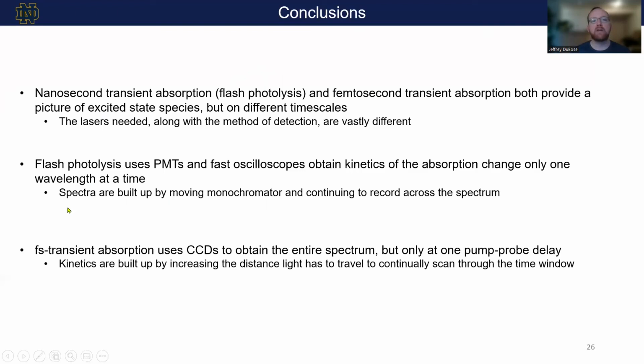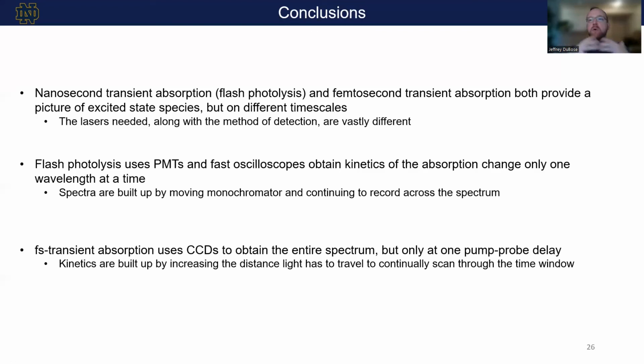Versus in femtosecond transient absorption, we're using a CCD detector in order to basically get the whole spectrum, but we're only doing it at one pump probe delay, and we have to wait until the actual optical delay stage moves back a little bit, then reobtain the spectrum, move back a little bit, reobtain the spectrum. Right, so it's two inverted ways of basically building up slowly the whole TA set of data. Okay, so with that, I'll go ahead and conclude.